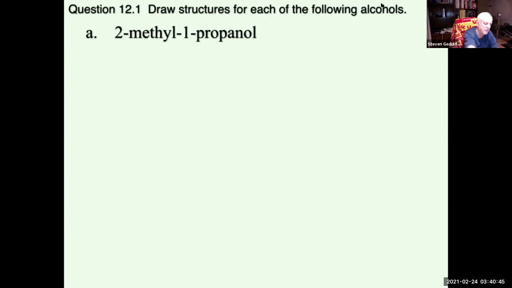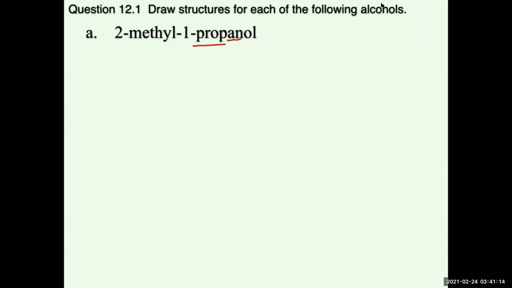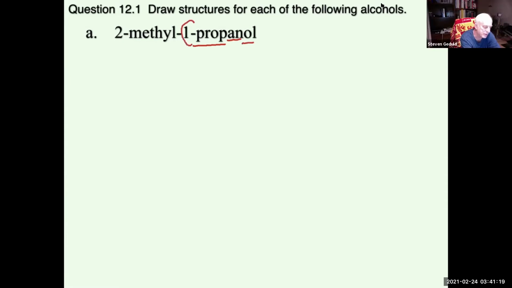Draw structures for each of the following alcohols. 2-methyl-1-propanol. Okay, so we always work backwards, right? Propane is how many carbons? We can dissect the name here. 3, perfect. AN means what? All single bonds. OL means alcohol. Perfect. OH group at number 1. And then at number 2, we have a methyl group. So that's what it is.